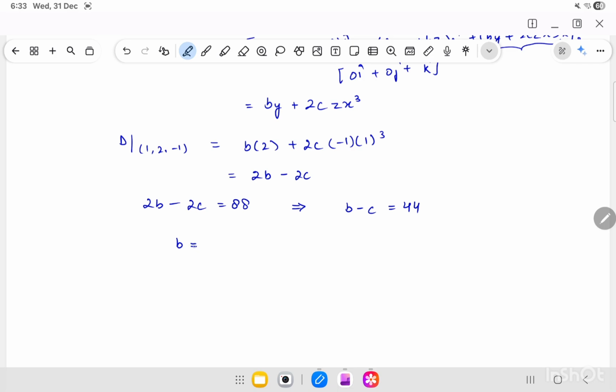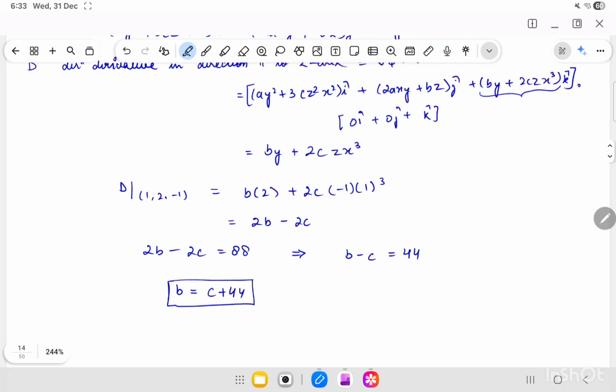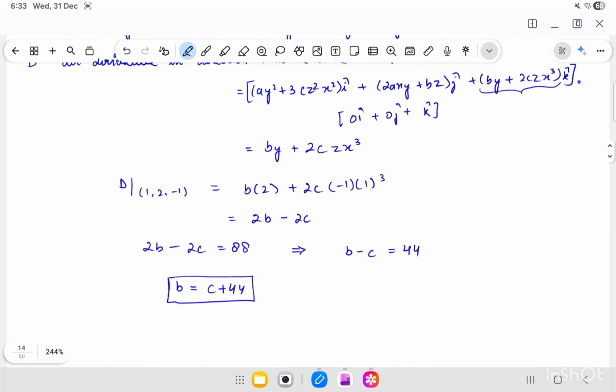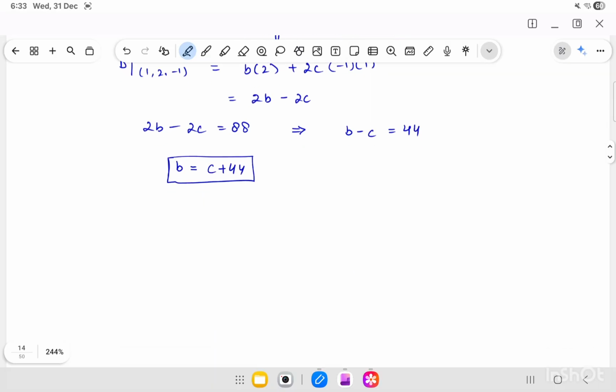So b and c are such that b is equal to c plus 44, and c can take any real value. Based on that we can evaluate b, and if you observe, there is no relation that we got related to a, so a can take any arbitrary real value. So from here we can say that b is equal to c plus 44, and c and a can take any arbitrary real value.